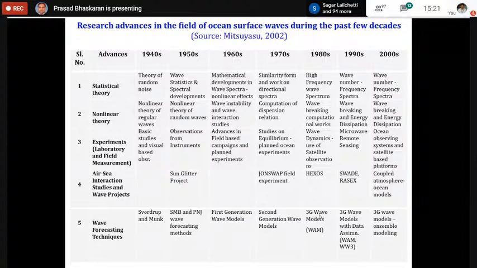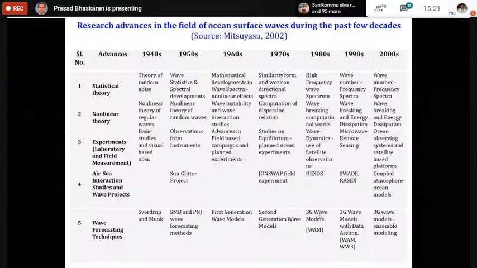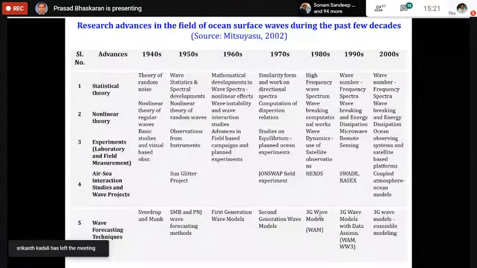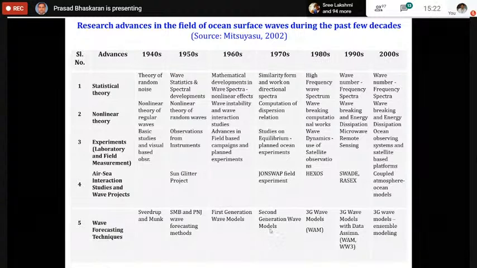Now the energy balance equation could be used to understand the spatial and temporal variation of ocean waves. That means if you know how the energy is varying as a function of space and time, you can forecast the ocean waves. Of course, that requires a lot of physical parameterizations. I'll be talking about that after some time, how the parameterizations have been made and how it can be used for wave forecasting.